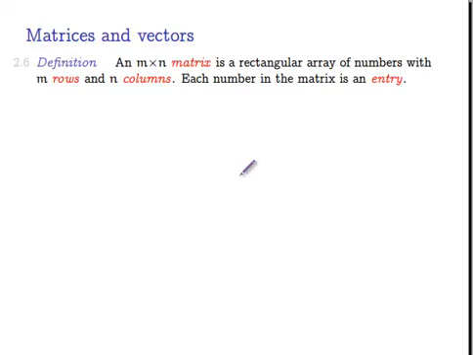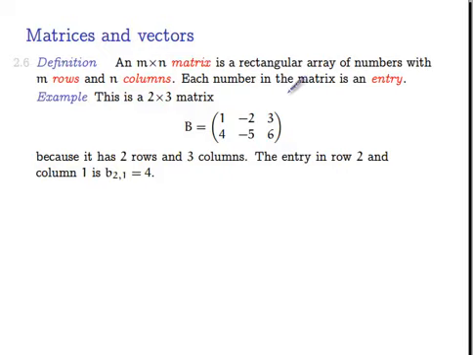Okay, we've been working with equations, and it takes a lot of writing to write all of these variables, and a matrix gives a way of writing the same information in a much more compact form. A matrix is a rectangular array of numbers with m rows and n columns. And each number in the matrix is called an entry, so we'll see some examples here. This is a 2 by 3 matrix. 2 is the number of rows, 3 is the number of columns. In this case, m equals 2, n equals 3.